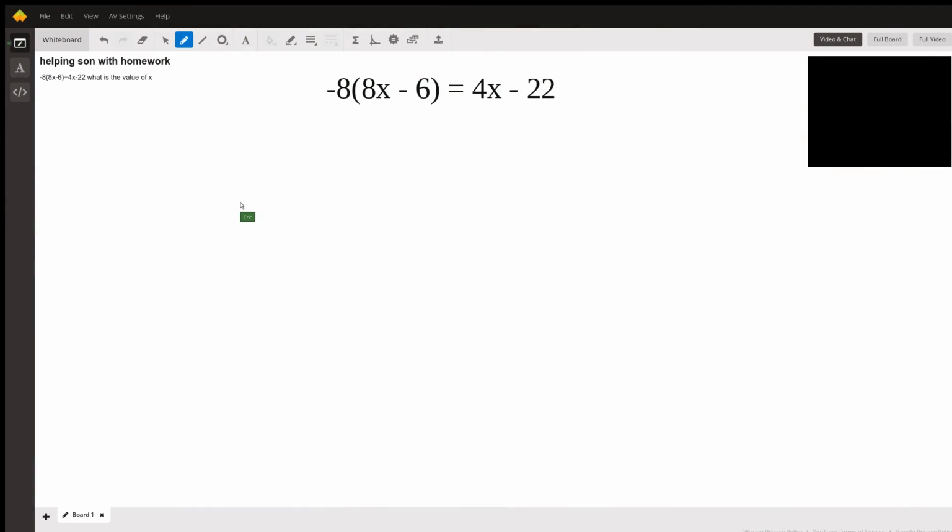What is the value of x? So to solve this problem, we're going to be using the distributive property. So our first step is to distribute the -8.